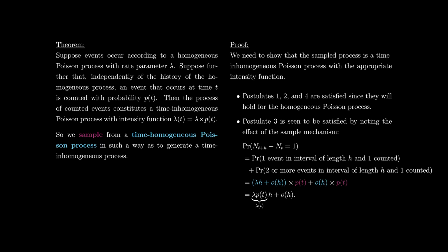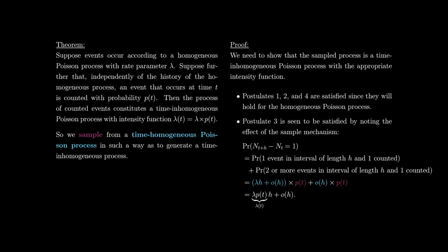Now, as it happens, postulates 1, 2, and 4 are satisfied for the sampled process, since they hold for the homogeneous Poisson process. So let's clarify what that means. What was postulate 1? Well, we're counting from 0. So if we're selecting events from a homogeneous Poisson process with a certain probability, we're still counting from 0. Our count might differ by the end because we select with a certain probability, but it will nevertheless be satisfied.